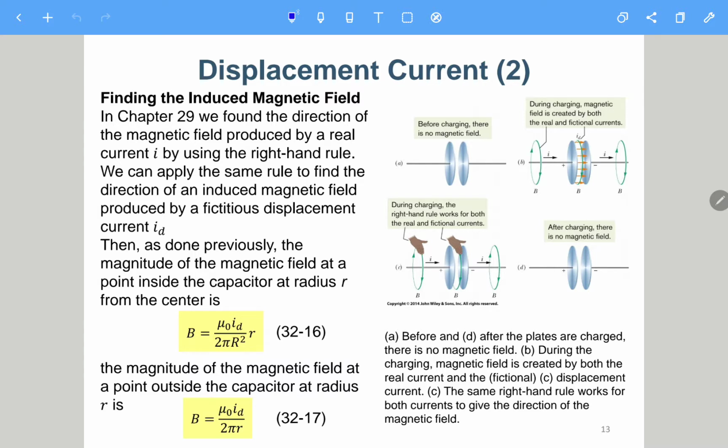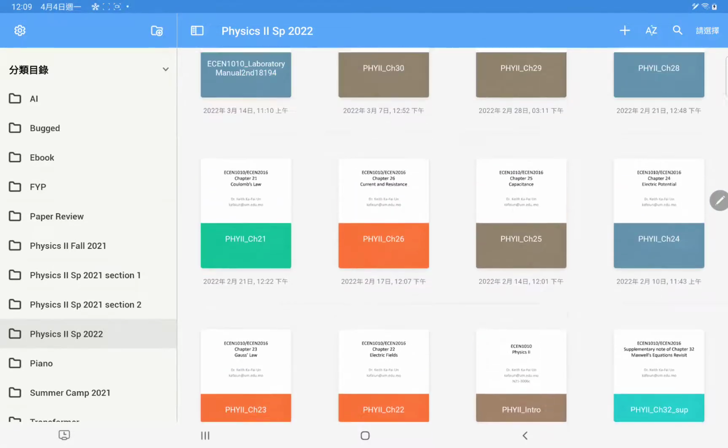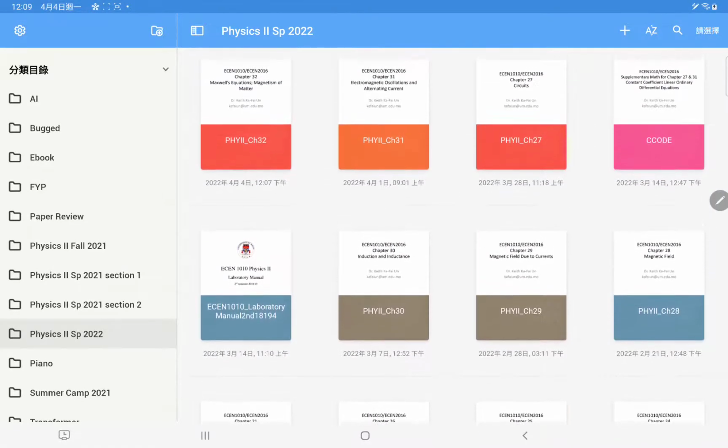Actually we won't go through it again, because in chapter 29 we derived these two equations. Maybe I can just go there to find where it is.